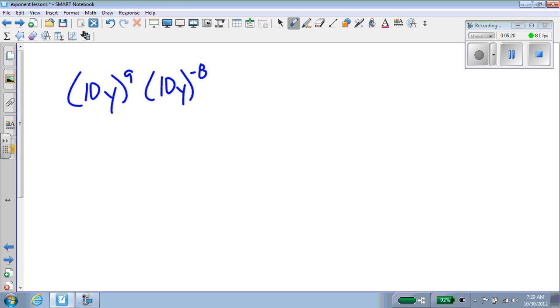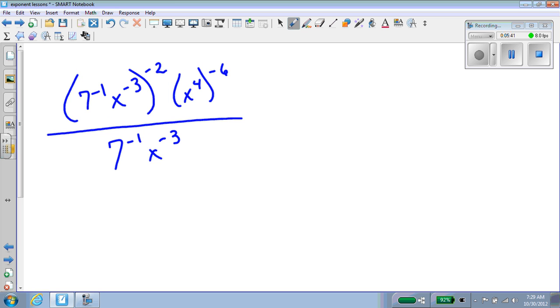Okay, here I have 10y and 10y, same base, so I can add my exponents, 10y to the 9 plus negative 8, so this is just 10y. Wow, lots going on here.